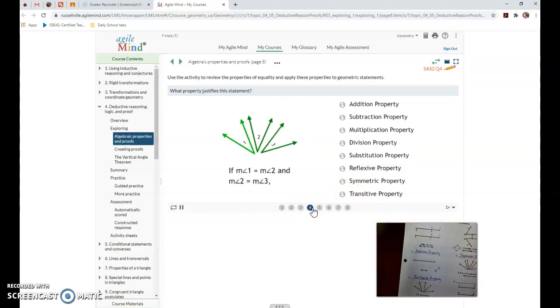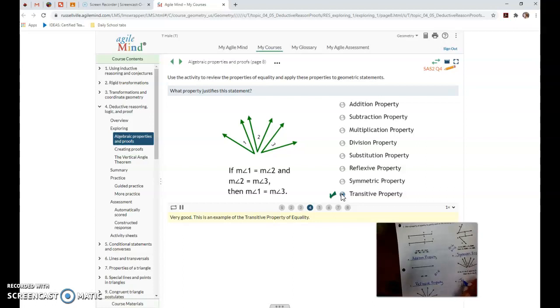The next property, we have three different angles, and we are told that the measure of angle 1 equals the measure of angle 2, and the measure of angle 2 equals the measure of angle 3. So since both the measure of angle 1 and the measure of angle 3 are equal to the measure of angle 2, then that means they are equal to each other. The measure of angle 1 is equal to the measure of angle 3. That is called the transitive property. So part D is the transitive property.